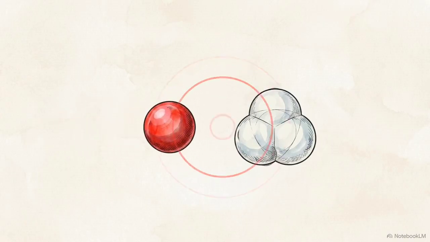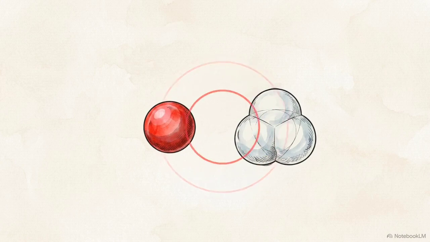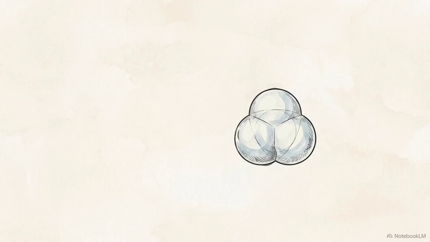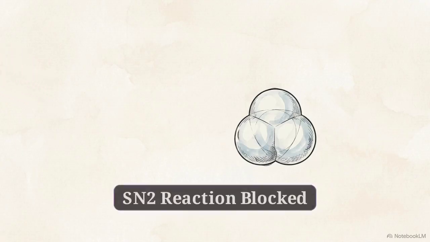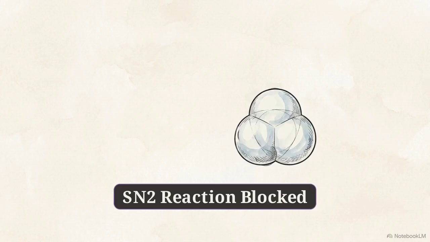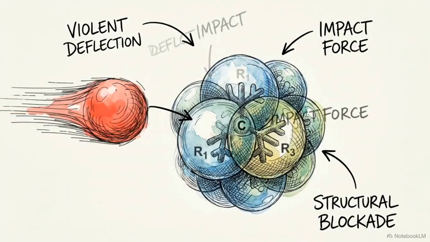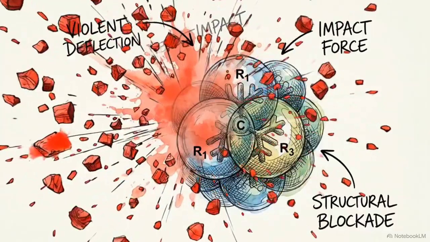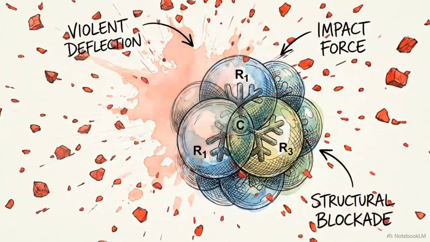The electron cloud of the nucleophile begins to repel the electron clouds of the 3 surrounding groups. This repulsion prevents the nucleophile from reaching the central carbon. The physical trajectory is blocked before a new bond can even begin to form. Steric hindrance renders the SN2 pathway physically impossible for a tertiary carbon, forcing the system to find an alternative route.